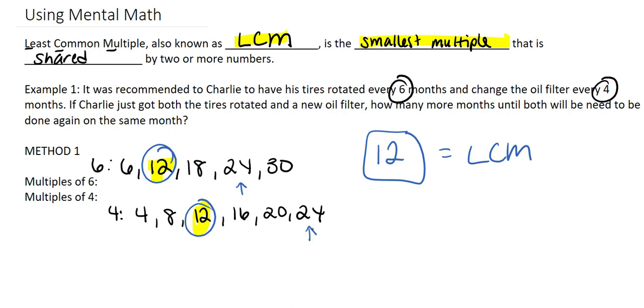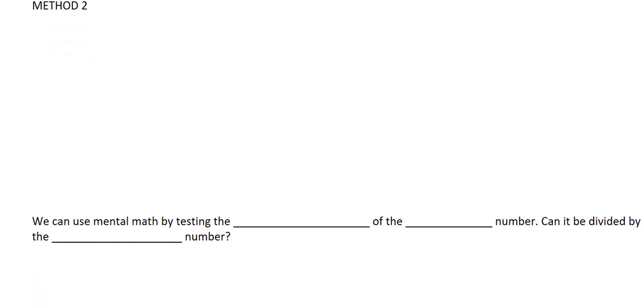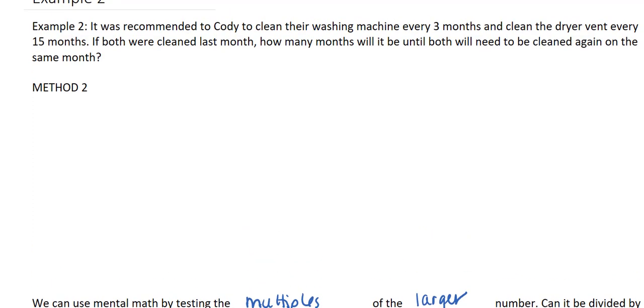Now let's look at the next example. Example 2: it was recommended to Cody to clean their washing machine every 3 months and clean the dryer vent every 15 months. So if both were cleaned last month, how many more months until both will need to be cleaned again on the same month? We're going to look at a different method. We can use mental math by testing the multiples of the larger number. What that means is, can it be divided by the smaller number? So let's go ahead and do that.